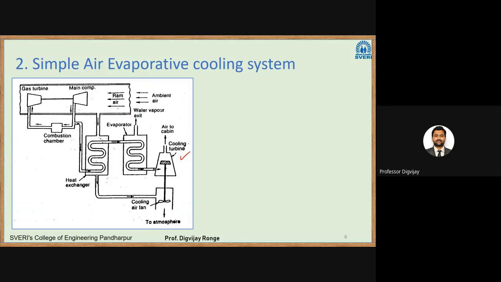Okay, see the working here again. As in the case of the simple air cooling system, whatever air we are taking from outside into the aircraft, that air we call ram air. Some part of the ram air we are compressing inside the main compressor. Some of that compressed part is sent to the combustion chamber. Combustion takes place. The hot gases are passed to the gas turbine where expansion takes place. Then the hot gases are sent back to the atmosphere. So that is the one cycle.